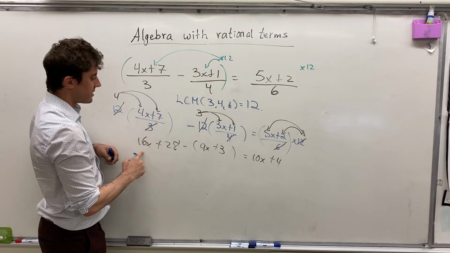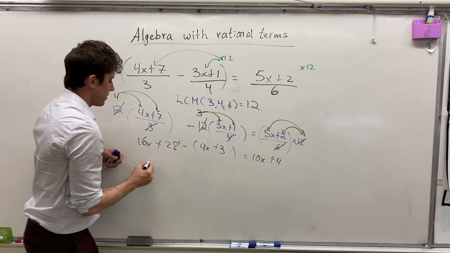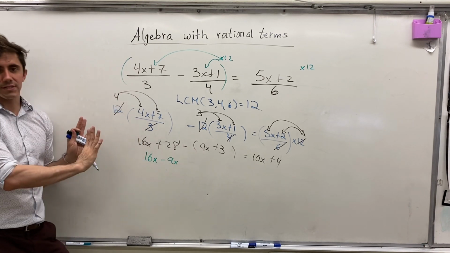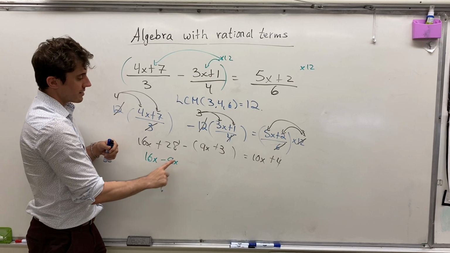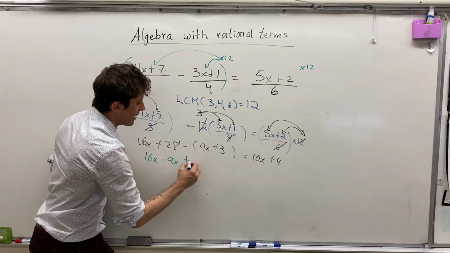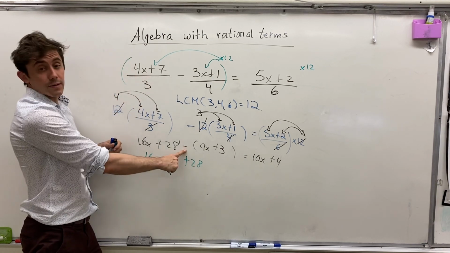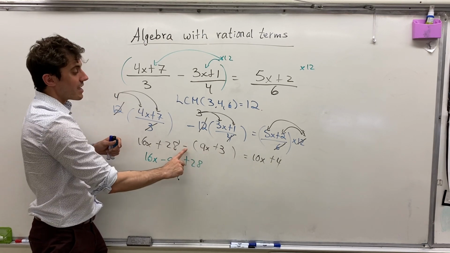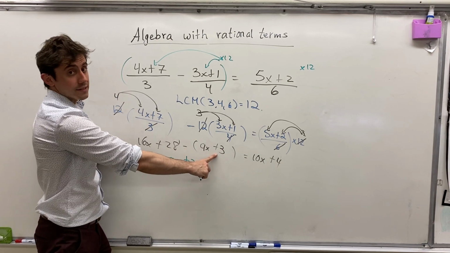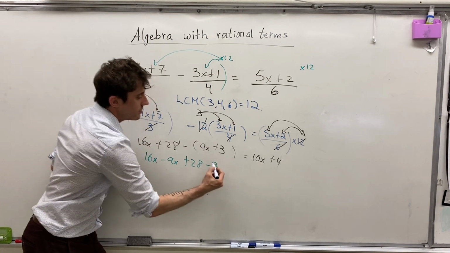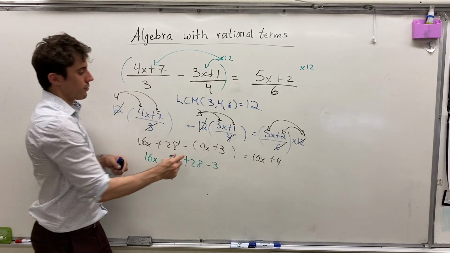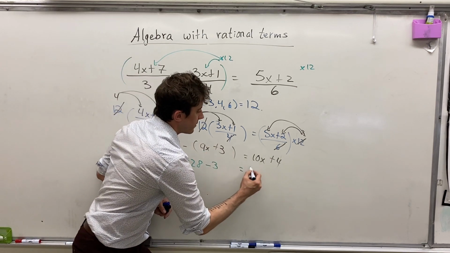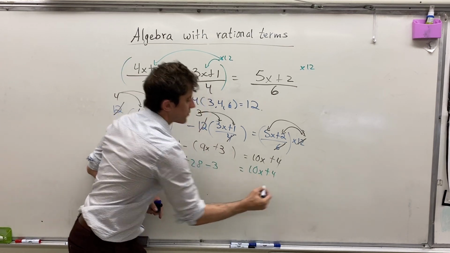So we have 16x minus 9x. Let's write those together. I like writing like terms together. So we have 16x minus 9x plus 28. Remember, this subtraction is for the entire bracket, so we're subtracting 9x, and we're subtracting that 3. And so we're going to subtract 3. Okay, that's what I mean by always being mindful of your subtractions with brackets. And we have equal 10x plus 4.